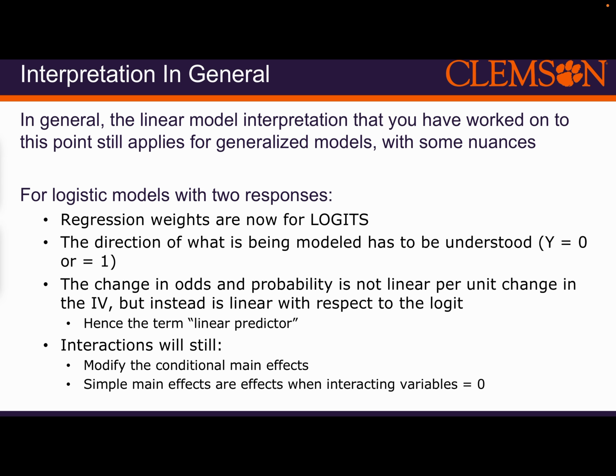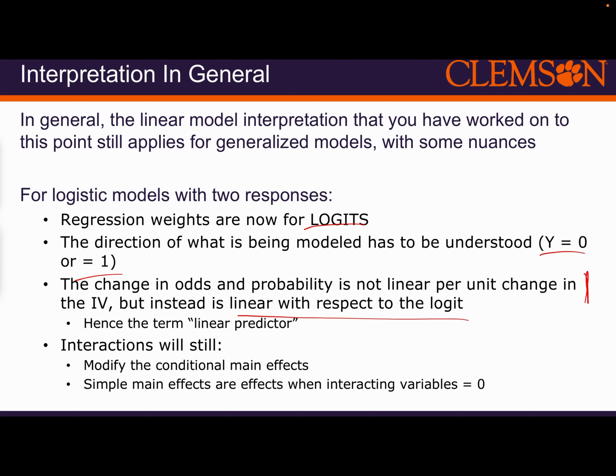So in general, the linear model interpretation that you've worked on to this point still applies for generalized models, but with a little bit of nuance, right? So all the regression coefficients are now for logits, and the direction of what's being modeled has to be understood. Y of 0, Y of 1, right? And if you notice here, this really applies to the intercept. And the change in odds and probability is not linear per unit change in the independent variable, but it's linear with respect to the logit. That's why we have to go back to probabilities to talk about how a change in GPA, for instance, changes probabilities. Now, that's all main effects.